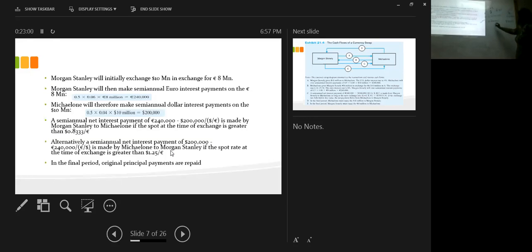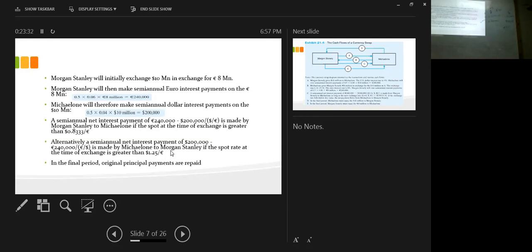So now this would be greater. 240 is greater than 222. So then they would have a net payment to make, the larger amount, based on how the exchange rate moves. So again, if the exchange rate goes below, then Micheloni would owe Morgan Stanley a net payment. That is how you would have a net payment, depending on how the exchange rate moves.